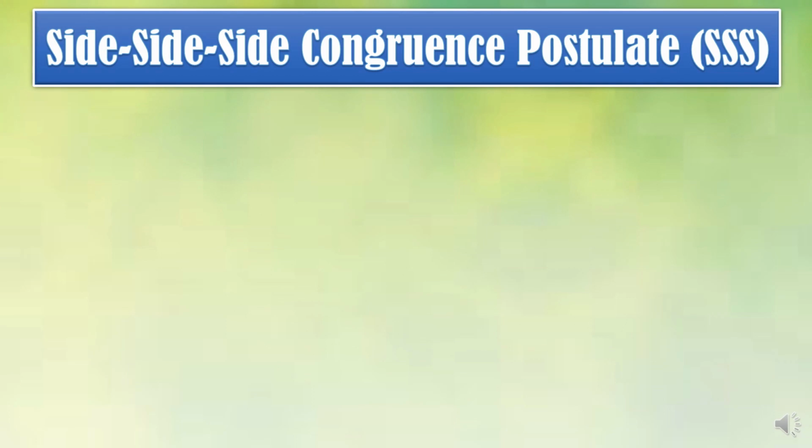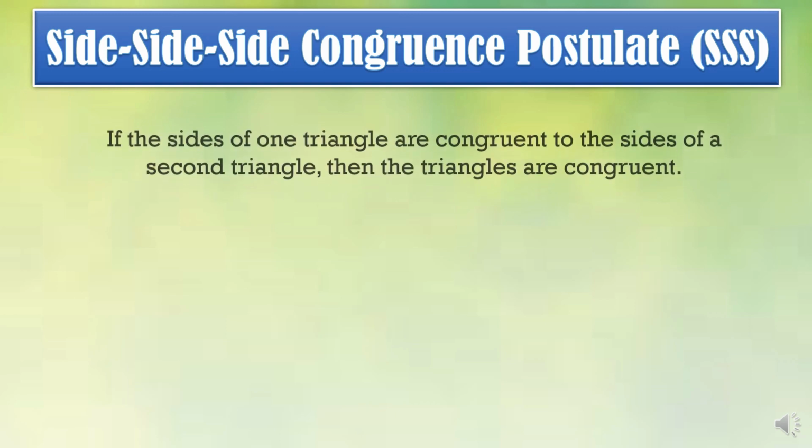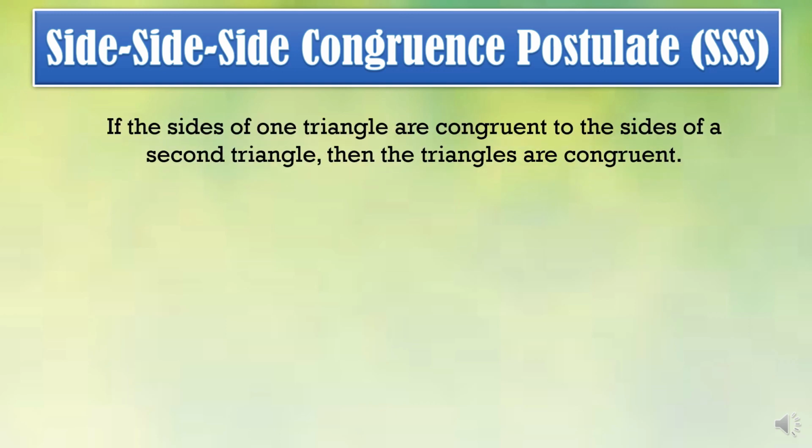We have the side congruence postulates, or we call it as the SSS congruence postulates. If the sides of one triangle are congruent to the sides of a second triangle, then the triangles are congruent.